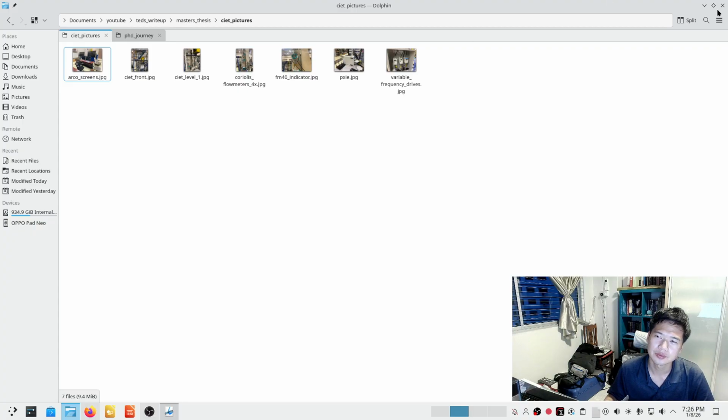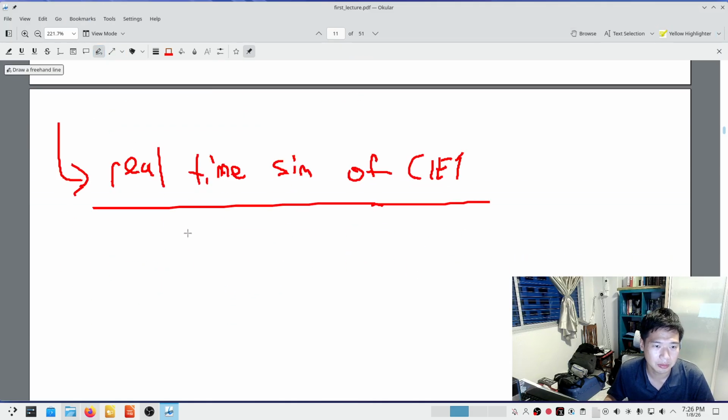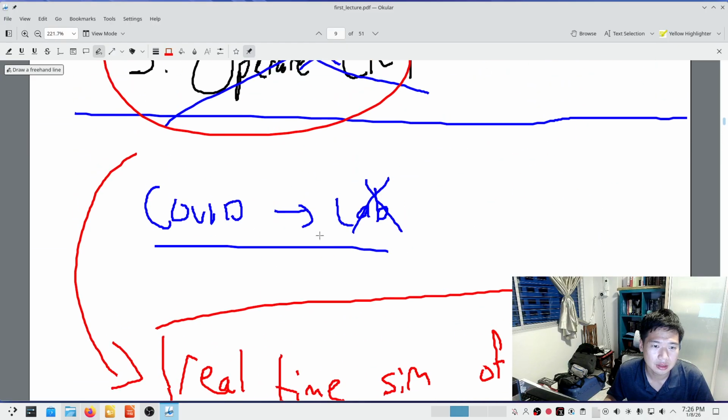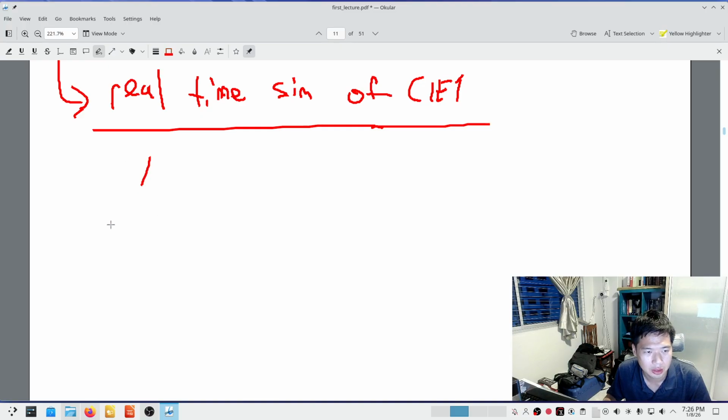Anyway, so I've yapped on enough. Let me go through my master's thesis. So for this real-time simulation of CIET, the compact integral effects test, there are 2 main parts I had to simulate. One is the fluid mechanics, and then the other part is the thermal heat transfer.